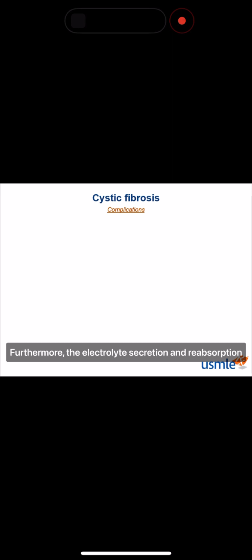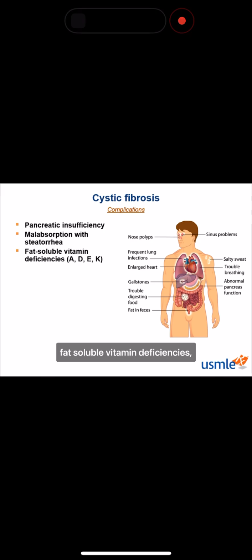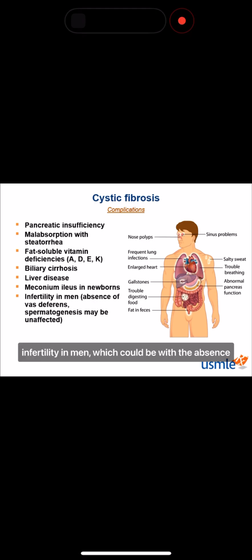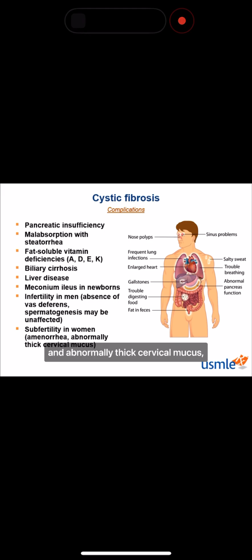Furthermore, the electrolyte secretion and reabsorption dysfunction can lead to other complications, as we see in the image, including pancreatic insufficiency, malabsorption with steatorrhea, fat-soluble vitamin deficiencies, so vitamins A, D, E, and K, biliary cirrhosis, liver disease, meconium ileus in newborns, infertility in men, which could be with the absence of the vas deferens, whereas spermatogenesis may be completely unaffected, subfertility in women, which we would note with amenorrhea and abnormally thick cervical mucus, nasal polyps, and clubbing of nails.